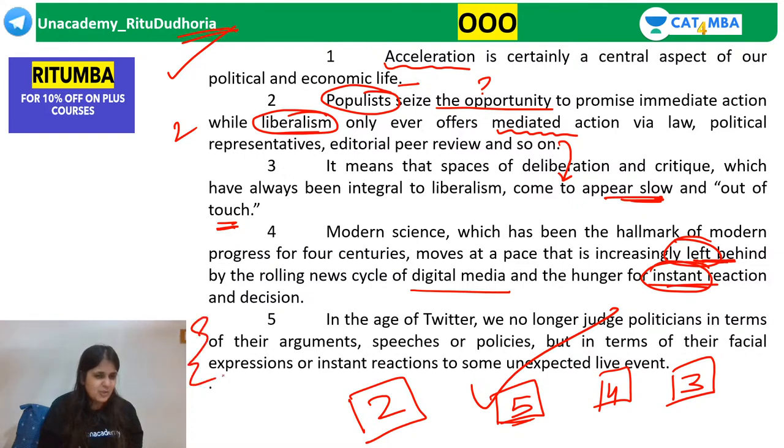I didn't understand how you linked five, guys. I didn't understand this. Dekho, we no longer judge politicians in terms of their arguments. You judge them on the basis of their facial expressions or instant reaction.